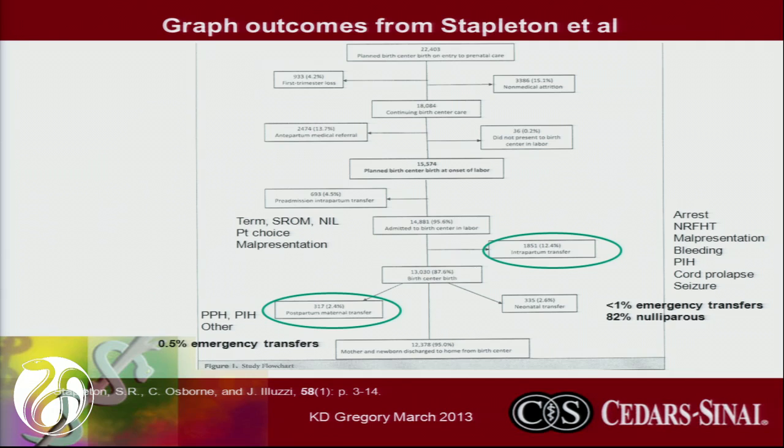And so they're left with 14,000 women, and another 12% get transferred intrapartum. And those diagnoses include arrest, non-reassuring fetal heart rate tracing, diagnosis of breech, bleeding, pregnancy-induced hypertension, cord prolapse, and seizure. But what's even more important that I thought about is that less than 1% of those are emergency transfers.